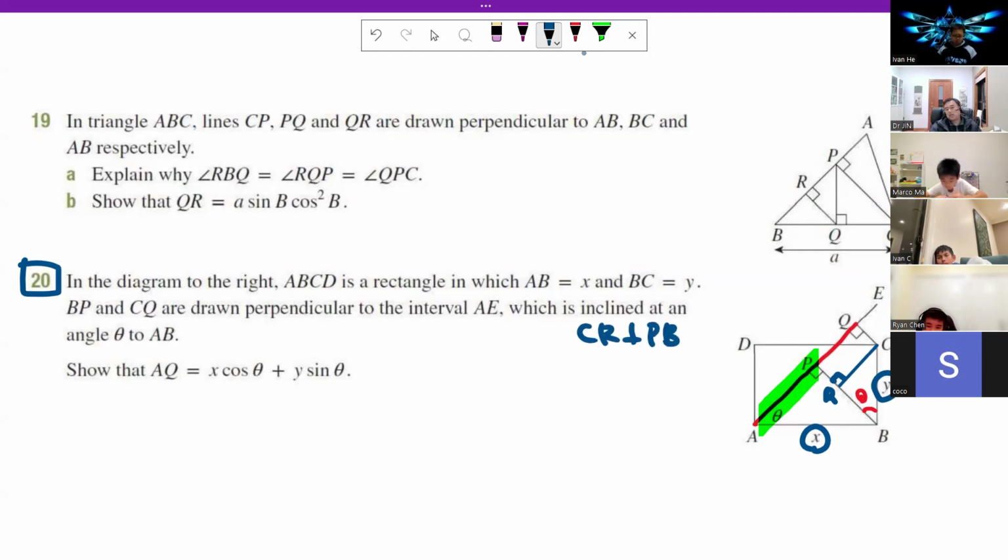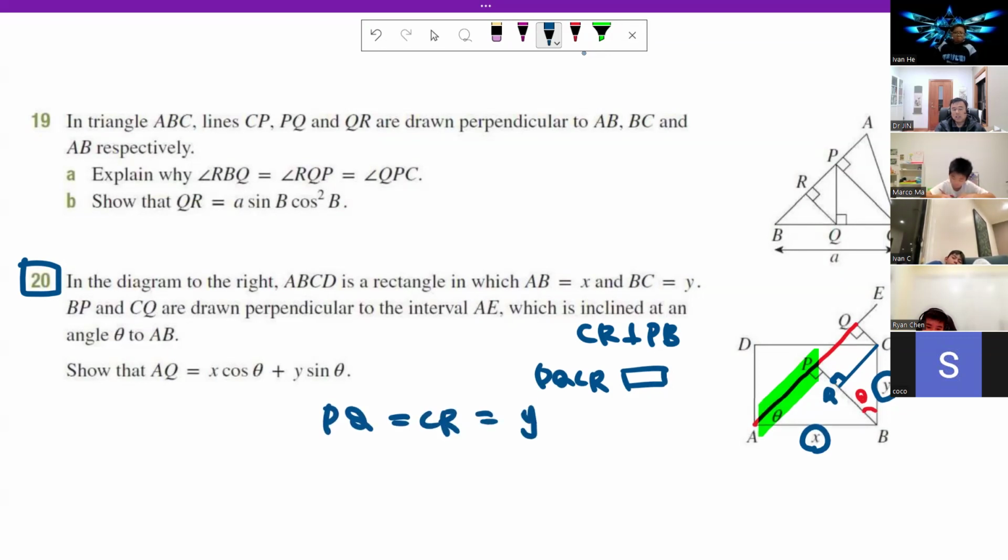So what you learn from there, once you have CR, you know PQCR is a rectangle. Why? Because three angles are 90 degrees, right? Three of them are 90 degrees, so it's a rectangle. So once you have a rectangle, PQ is going to equal CR. So what's the CR? CR is pretty straightforward. Y times sine theta. So a question that sounds very difficult can be easily converted because you add this CR, and you solve everything.